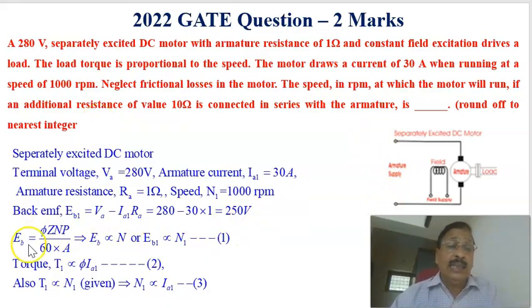Next, again the back EMF definition, as we know, is equal to phi Z N divided by 60 into P by A. That is the relation of back EMF. Or we can say that all other parameters are constant, because phi is a constant, as it is separately excited with a constant excitation.